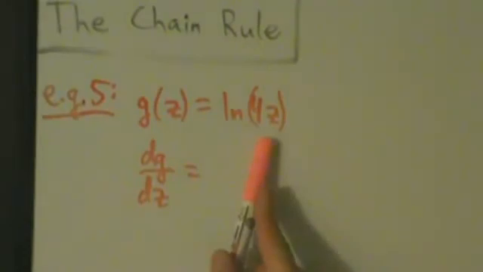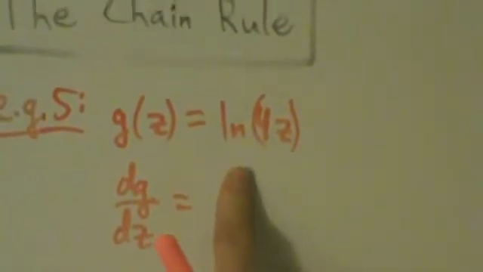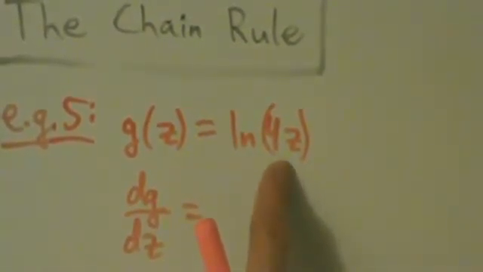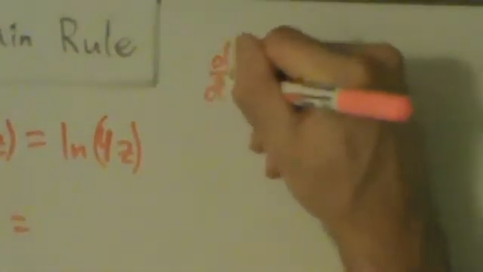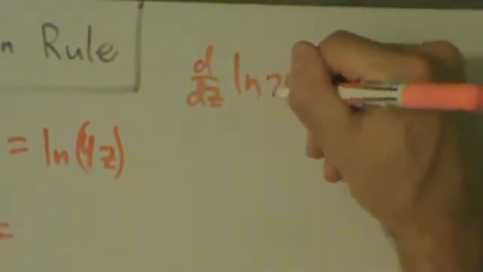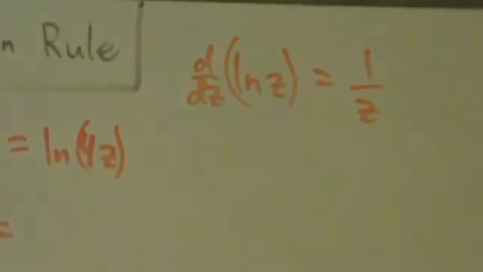Well, if we start at the z, first thing we do is multiply by 4, and then after that we take a natural log. So the big guy is natural log, and the little guy is 4z. So remember, if we just have natural log of z by itself, the derivative with respect to z of natural log of z is just 1 over z, right?